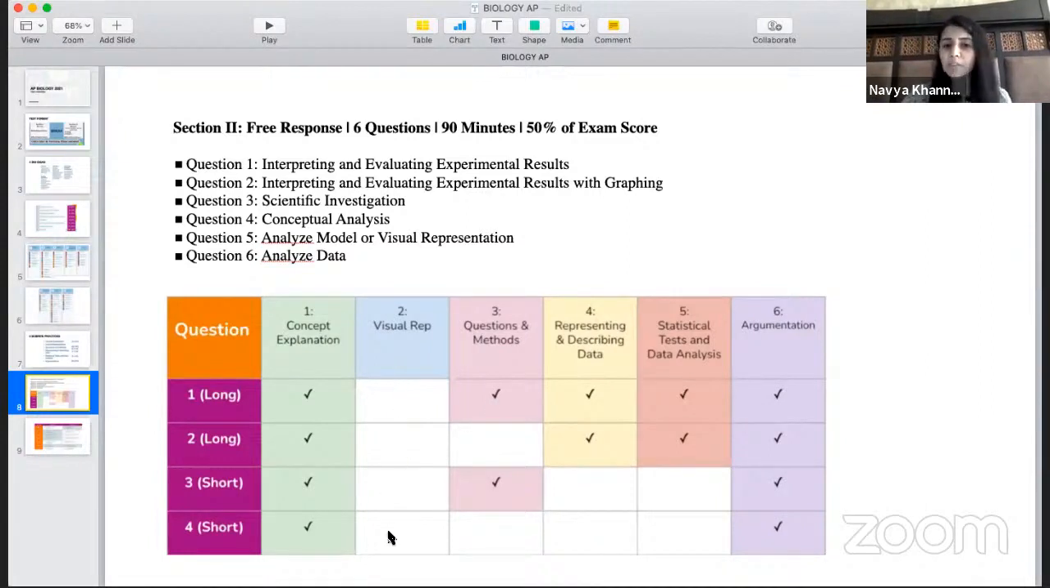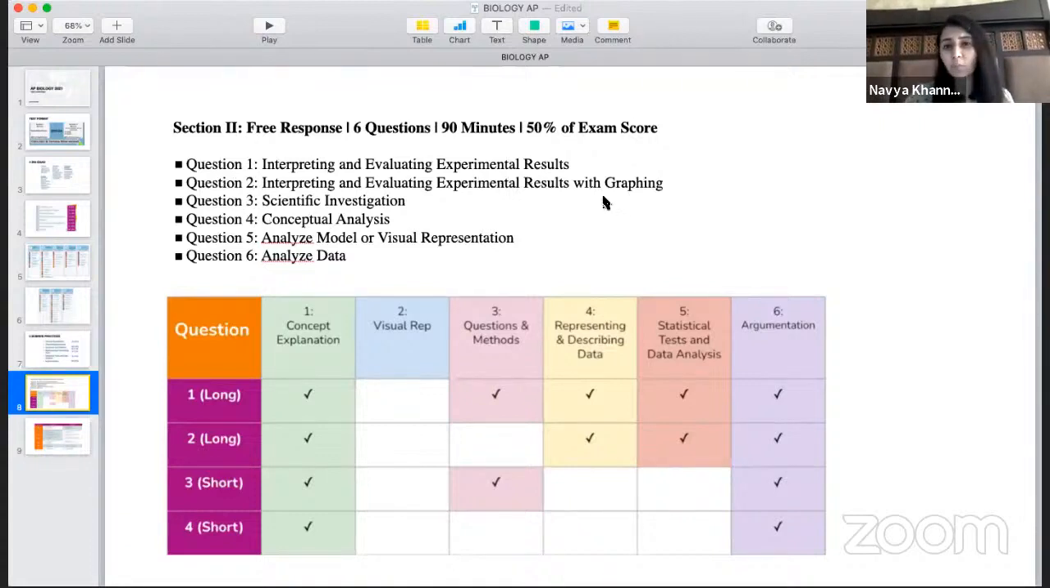So if you see visual representation is not ticked here, question 5 and question 6, which are not mentioned here, will probably give you 1 or 2 visual representations in which you won't have to draw it, but just interpret it, right? Interpret the data. Yeah, so if you see question 1 almost is testing you on all 6 fields except visual representation, right? So it's not that one question will only test you on one thing, it will kind of give you a mixture of all, right? I've also given it here, question 1, interpreting and evaluating experimental results.